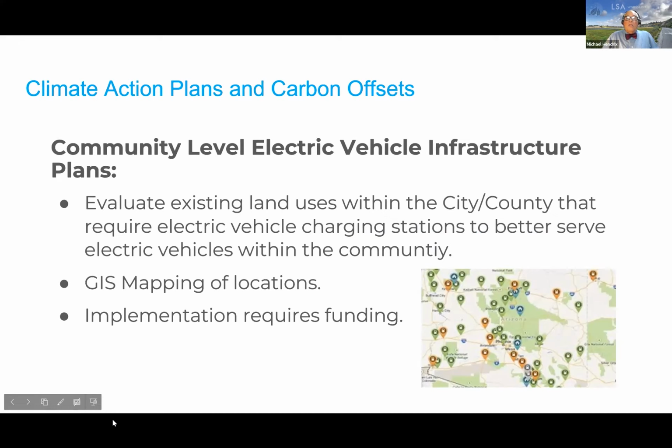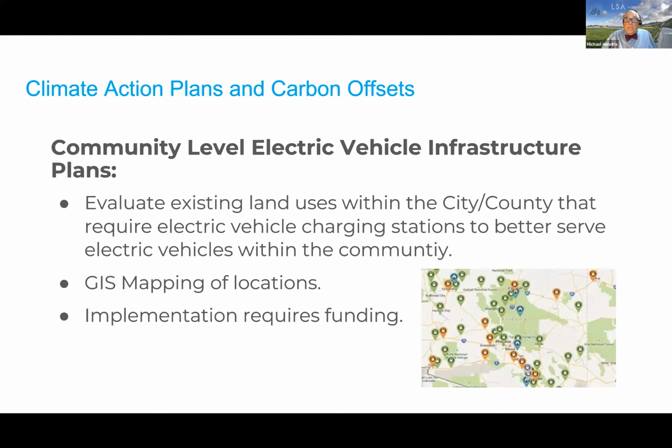These plans will evaluate the existing land uses within the city, county, or region that is within the sphere of the climate action plan that require electric vehicle charging stations to better serve the electric vehicles within that community. And they will look at these existing land uses. There are not a lot of hooks to require these land uses to provide electric vehicle charging, but there certainly is a need for it. They'll generally have GIS mapping of the locations they'd like to target for electric vehicle charging stations.